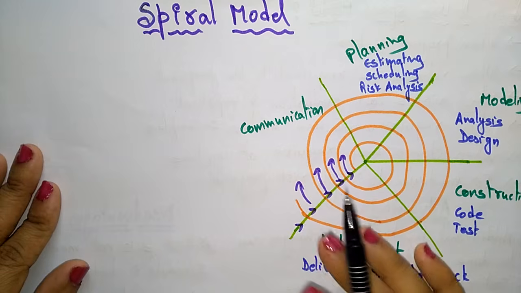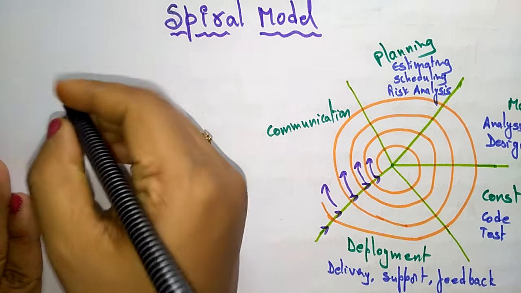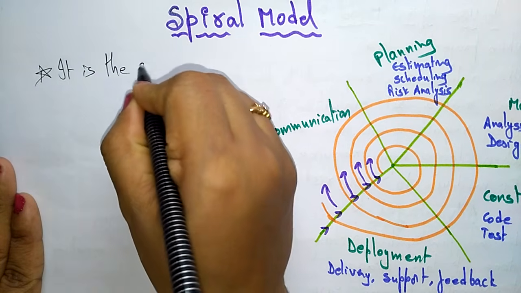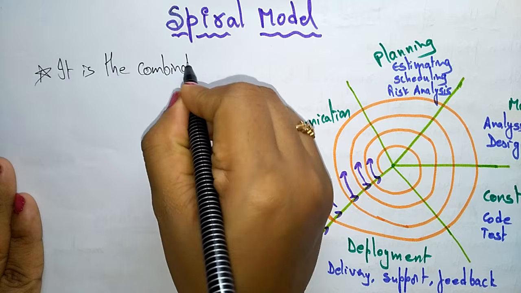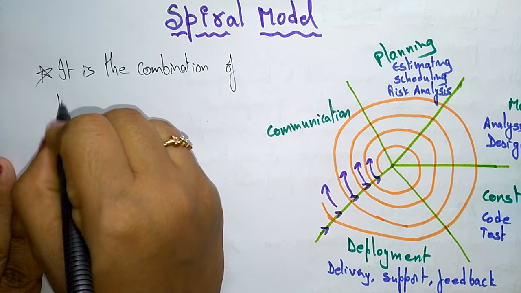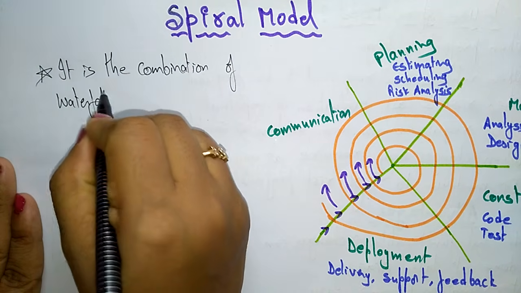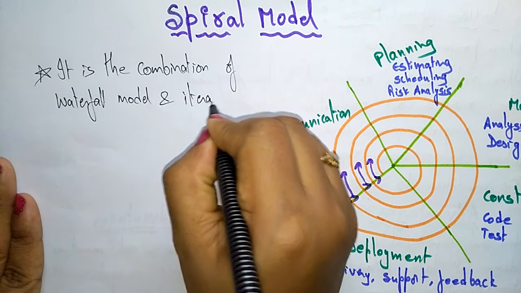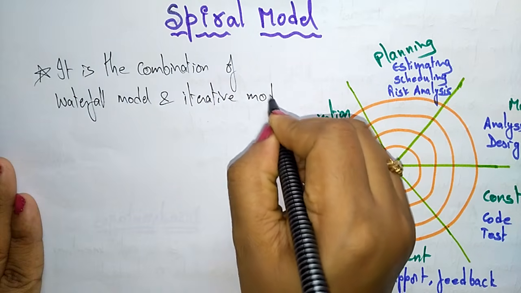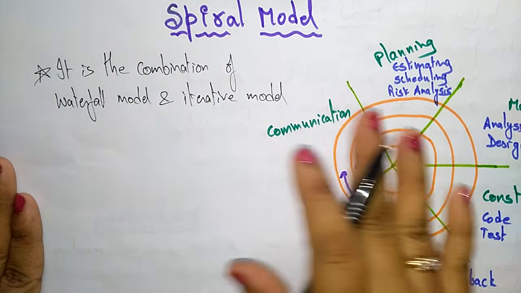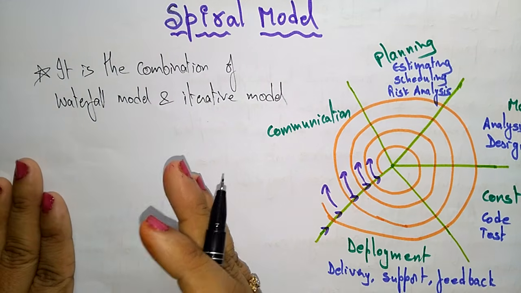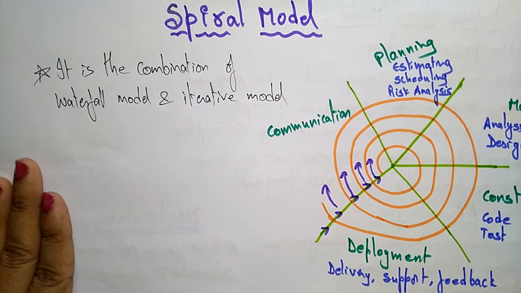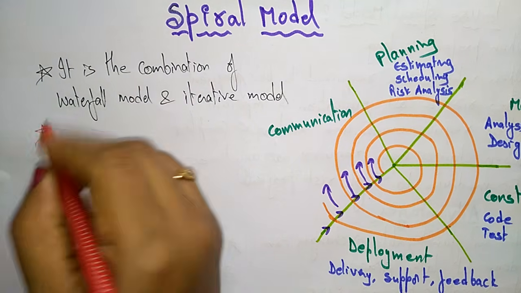Now let me explain. This spiral model is a combination of the waterfall model and the iterative model. Each phase in the spiral model begins with the design goal and ends with a client reviewing the process. So let me write that point also.